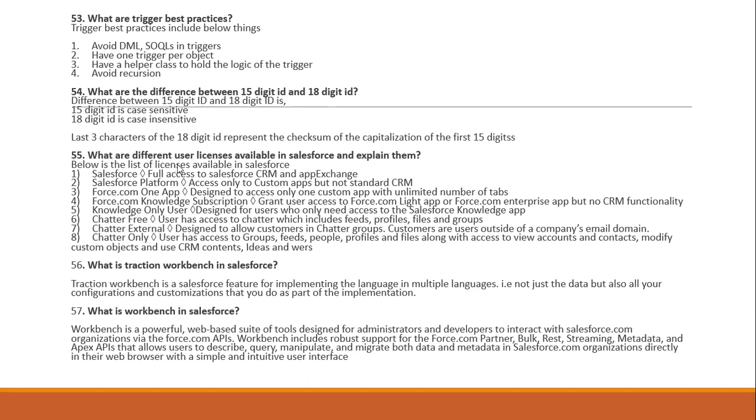Next question: what are the different licenses available in Salesforce? Explain them. Below is the list of licenses available in Salesforce. Salesforce gives full access to the Salesforce CRM and AppExchange. Salesforce Platform accesses only custom apps, but not the standard CRM. Force.com App Subscription allows access to only one custom app with an unlimited number of tabs.